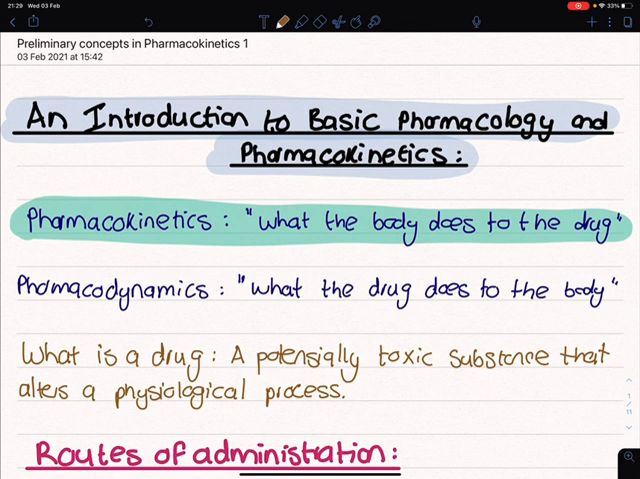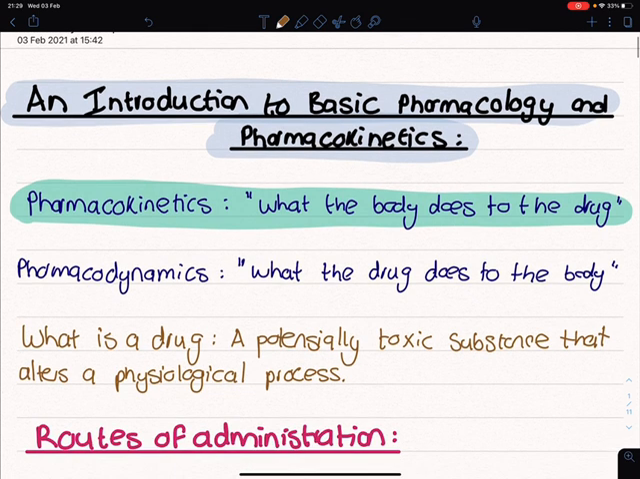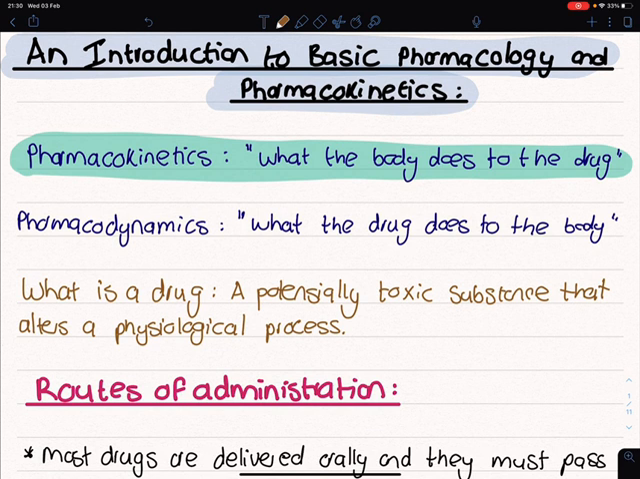We're just going to talk about the preliminary concepts in pharmacokinetics 1. So this is just an introduction to basic pharmacology and pharmacokinetics. Firstly, there are two different definitions: pharmacokinetics and pharmacodynamics. The way I memorized it is pharmacodynamics has a D in it, so it means what the drug does to the body, the D, what the drug does to the body, and pharmacokinetics is just the other way around. It's what the body does to the drug, and this is an introduction to pharmacokinetics. So, what the body does to the drug.